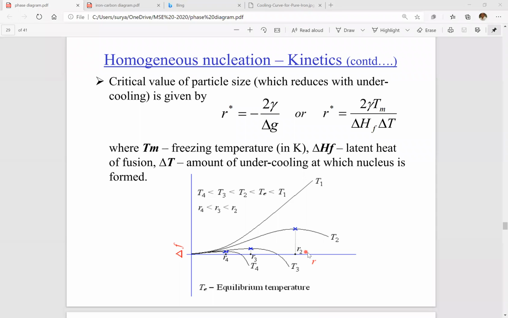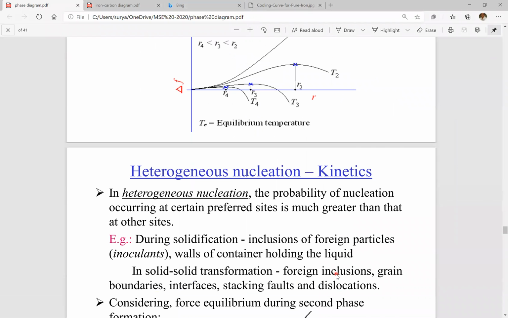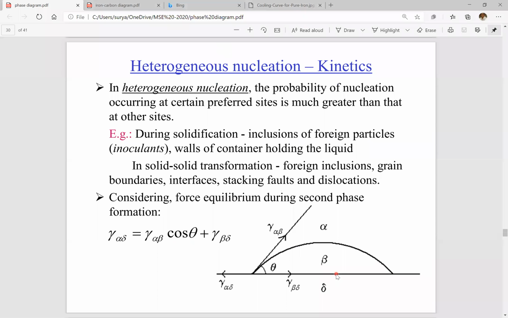As you find, the critical radius decreases with decreasing temperature. So then we are going to the heterogeneous nucleation; this was all about homogeneous nucleation, and now the kinetics associated with heterogeneous nucleation. So what is the meaning of heterogeneous nucleation? Homogeneous nucleation, as we know, means the nucleation and growth that happens in the parent phase. So what is heterogeneous nucleation?